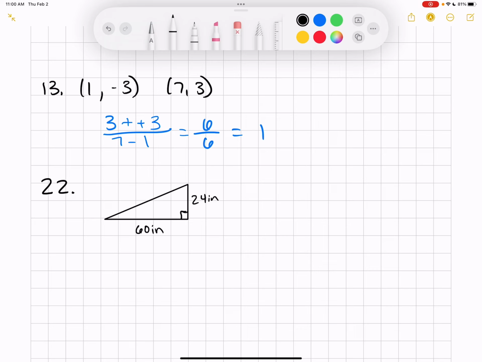So you probably will end up needing a calculator because these are going to be decimal numbers. But the slope is rise over run. So it's this up and down value, 24, divided by run, going side to side, 60. And then you would just type that in. 24 divided by 60 is 0.4. So I would let y'all have a calculator to do those.